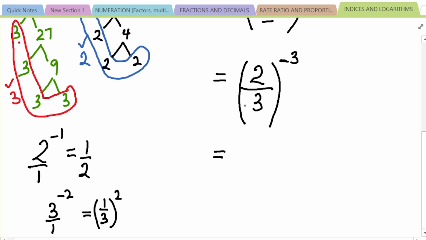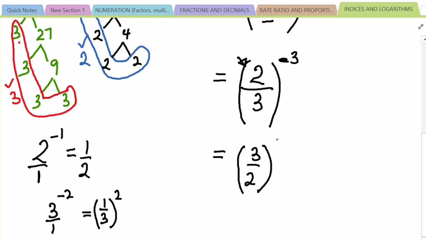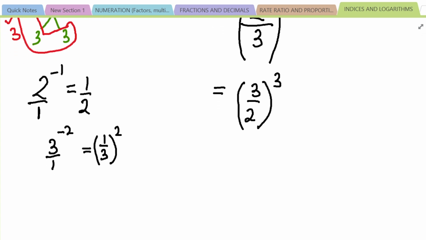So meaning here 2 over 3, if we want to eliminate that negative to the power negative 3, we simply have to do the reciprocal of whatever is there. So it means this is going to be 3 over 2, and this is going to be to the power 3. This is coming from your laws of indices that were introduced to you in class, but I have a full video on that explains all those things in detail.